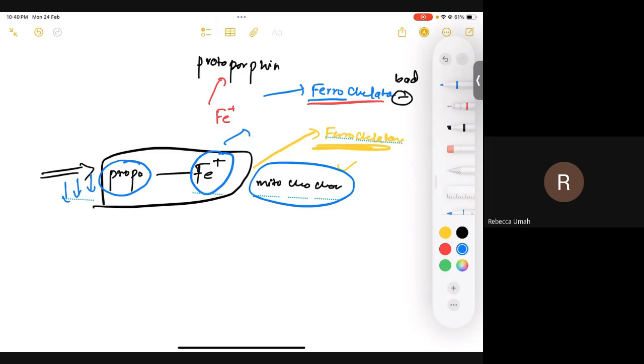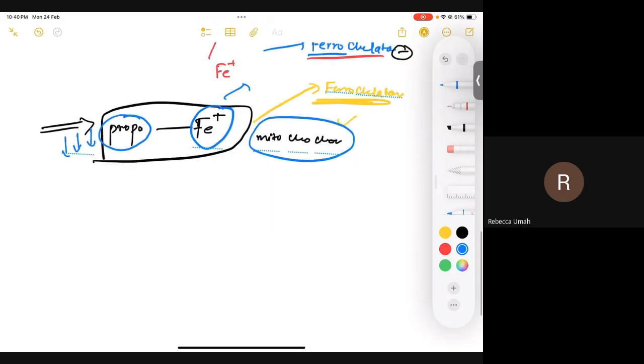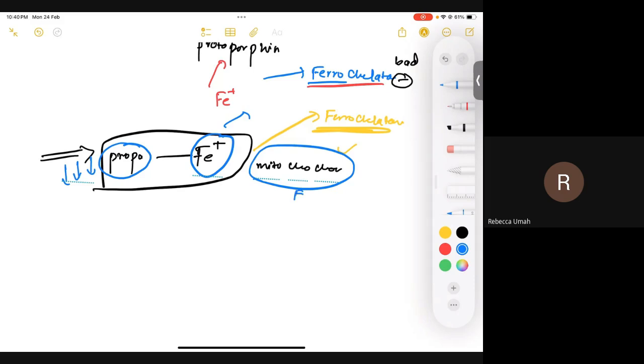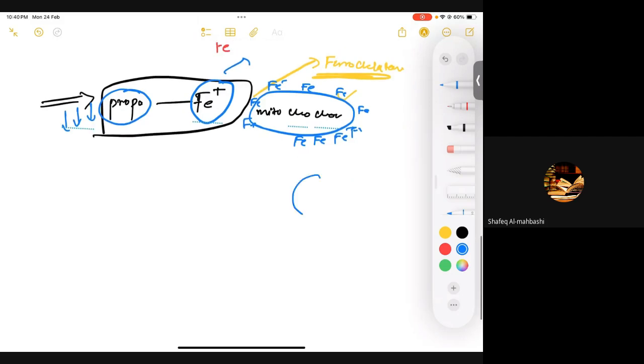So iron is going to be trapped within the mitochondria because you do not have any protoporphyrin to bind with. So can I say that the mitochondria is going to be overloaded with your iron? Yes. Perfect. So once the mitochondria is overloaded with iron, or Fe, what would it do? It would just form a ring around your nucleus, right?